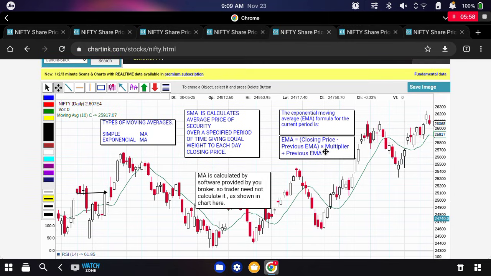Exponential moving average, friends, there is a formula. Now this is something very tedious formula, and in exponential moving average, the weightage is given to the recent prices, means more weightage is given to this 1 2 3 4, and lesser weightage will be given to the previous candles. So you need not calculate these prices, as exponential moving average and simple moving average is calculated by the software provided by your broker or trader, and you need not calculate, as I have not calculated this and it has simply come to me.